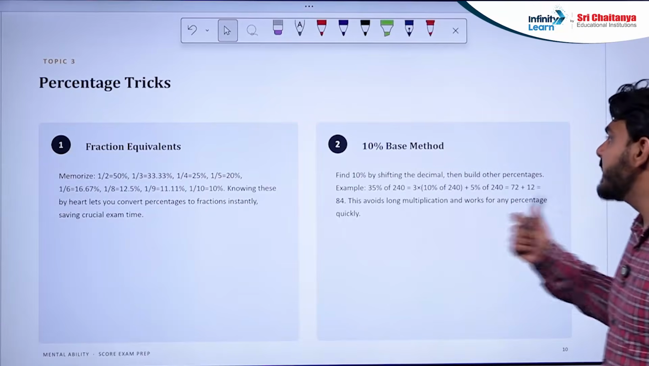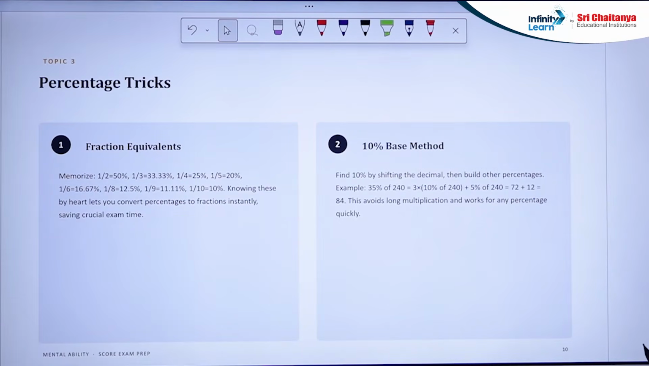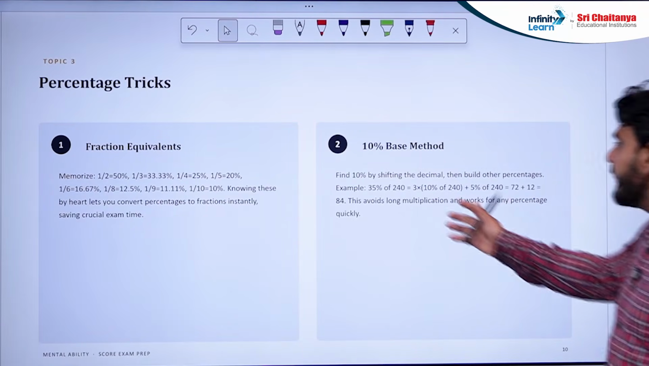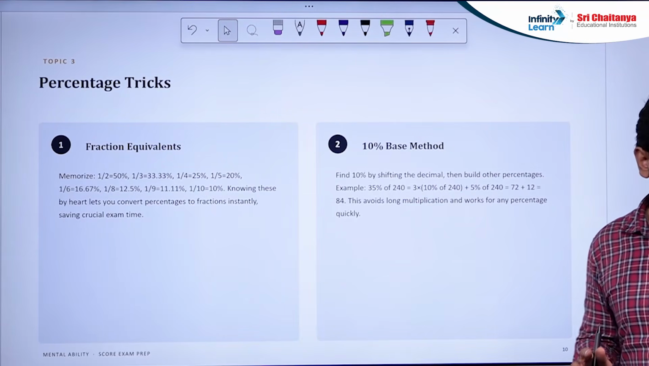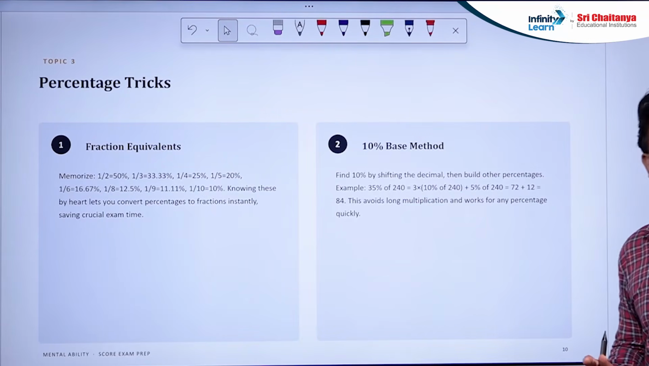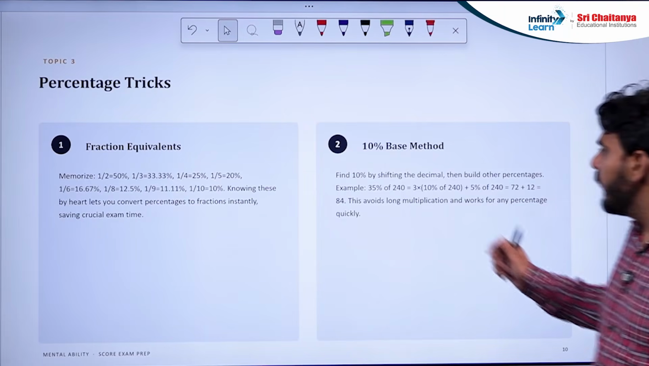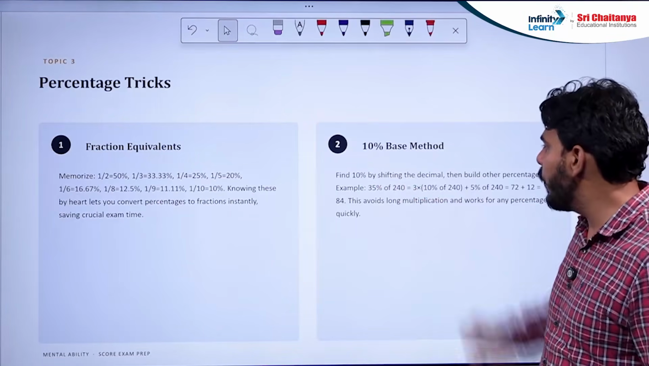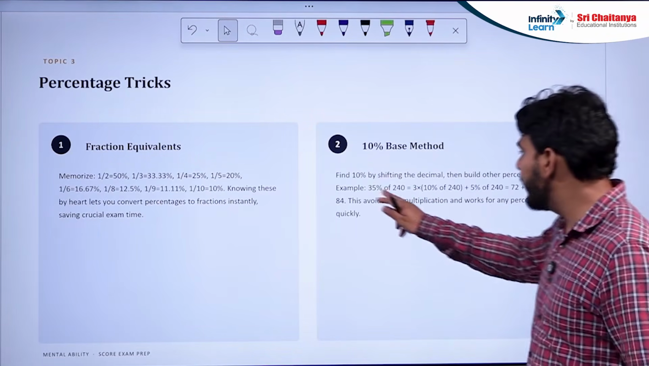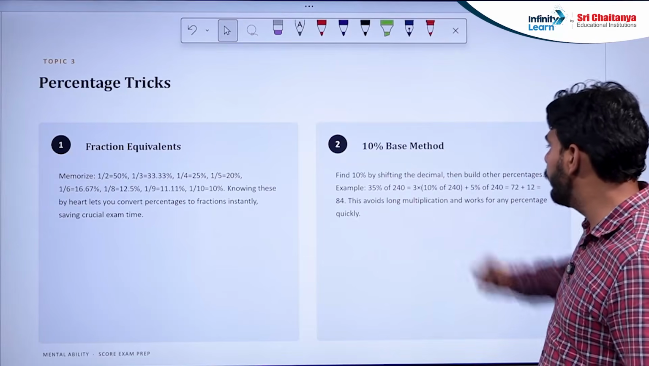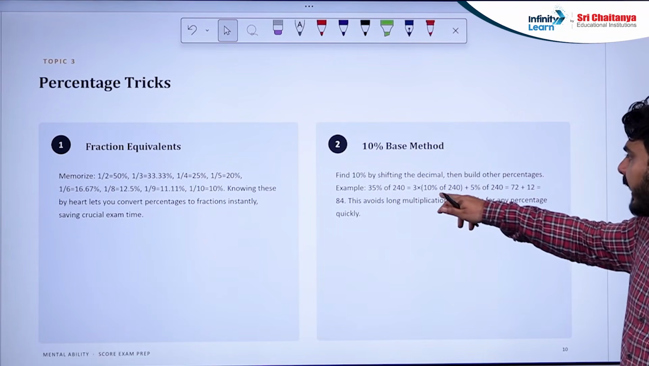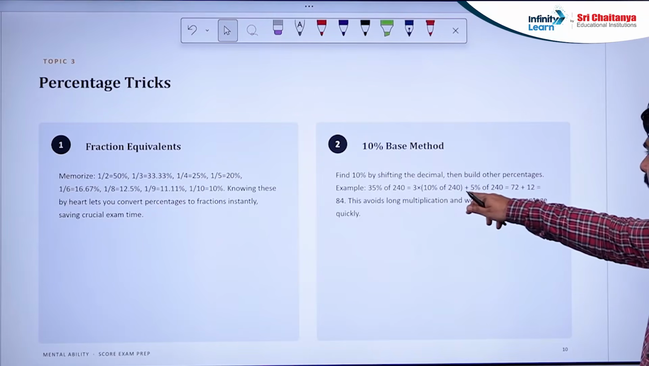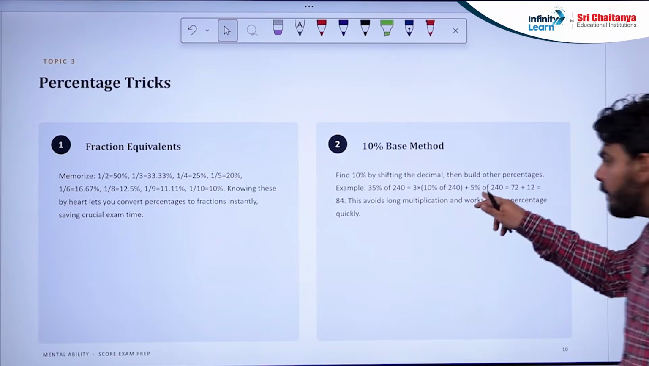The second thing is the 10% base method. By using the 10% base method, we can find the answer of any expression. Like you can see here, if you want to find 35% of 240, you can think of 35 as multiples of 10% of 240. At the end you know that it is 10% of 240 plus 5%. So how is 5% coming here?